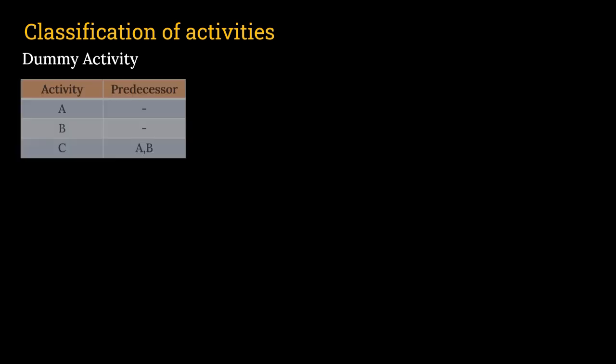Classification of activities. Now we'll talk about dummy activity. What is that? For that we take this table. Here we can see that a list of activities is given and a list of predecessors is also mentioned. Activity A has no predecessor. Activity B has no predecessor. Whereas activity C has two predecessors, that is A and B.